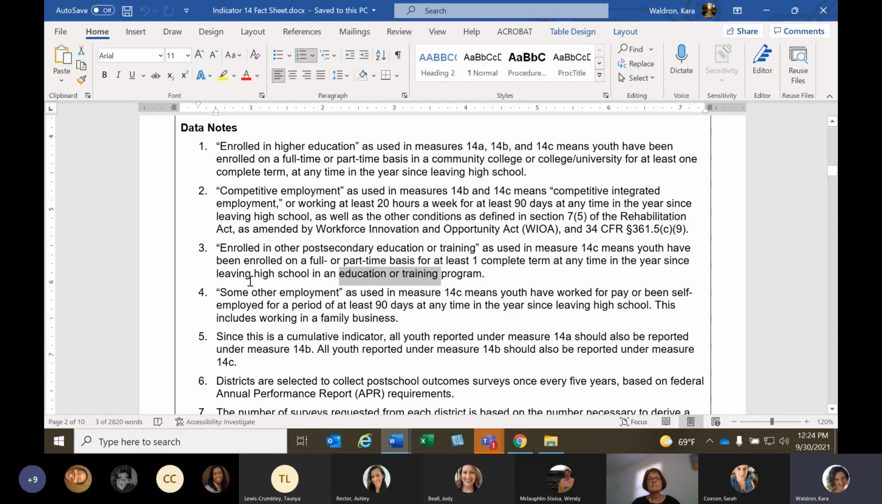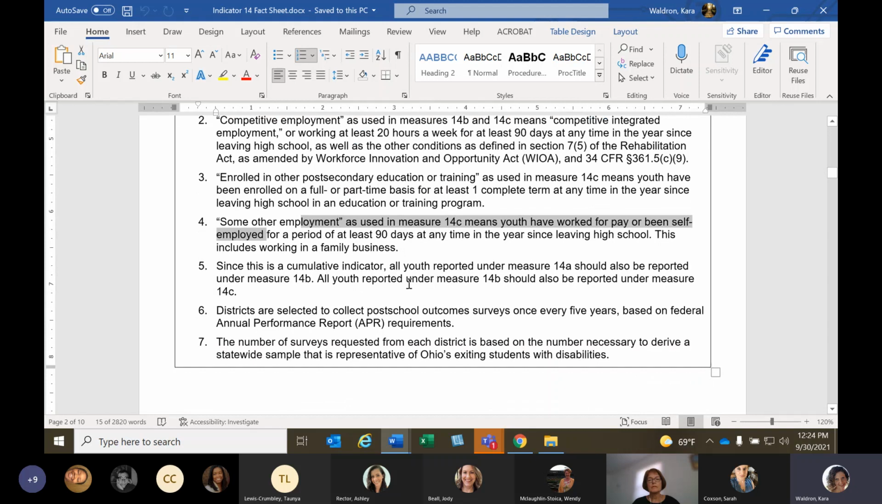And similarly, some other employment means that they have worked for pay or they've been self-employed for at least 90 days since leaving high school. It might include working in a family business, but it doesn't meet the definition of competitive integrated employment.